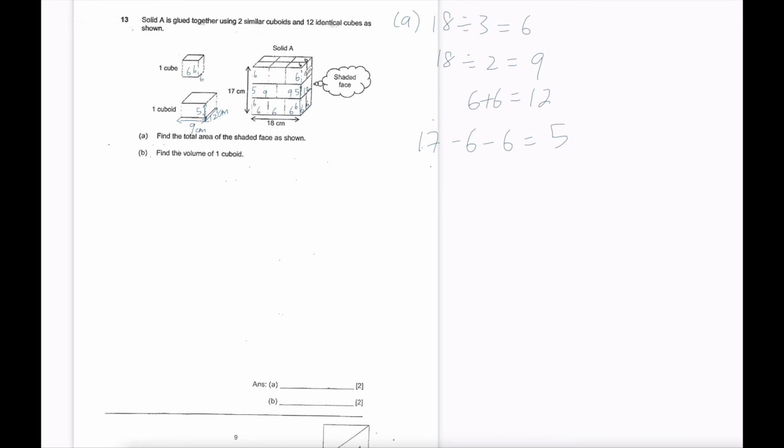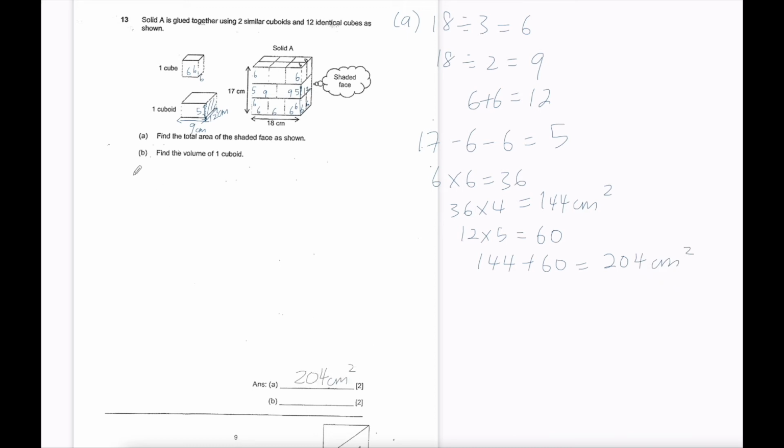I have 4 squares, so each square is 6 times 6, which is 36. So 36 times 4 is equal to 144. How about this part here? It's just 12 times 5, which is 60. So 144 plus 60 is 204 cm squared. And there we have it. That's the area of the shaded face.